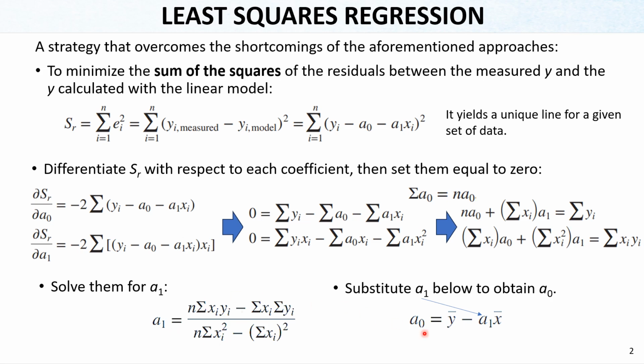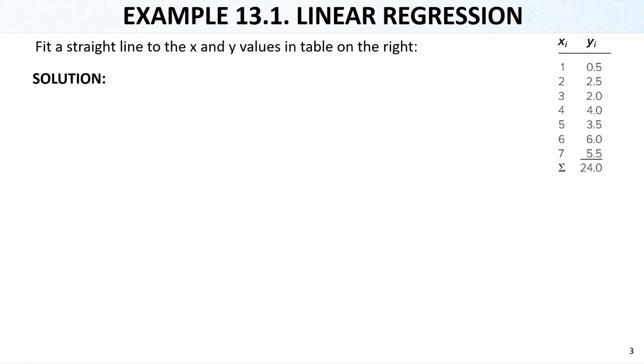So let's implement this in an example in the following slide. In this slide, we have example 13.1 for linear regression. Basically, we have data on the right hand side with 7 data points. X's are 1, 2, 3, 4, 5, 6, 7. And for these inputs, we measured, for example, this data from 0.5 to 5.5. There is 6.0 as well in between. And we want to have a straight line which fits this data. So we can use the least squares formulation that we learned in the previous slide.